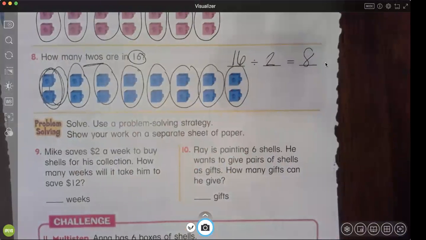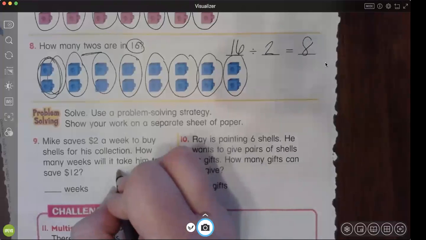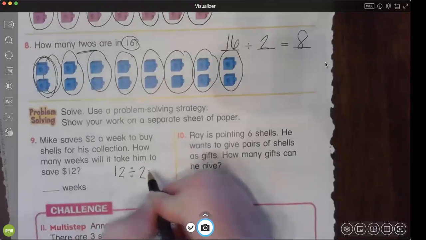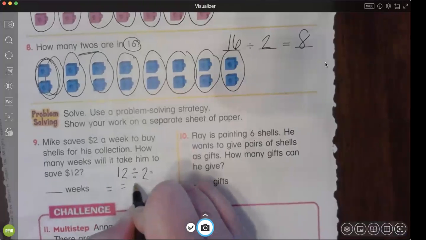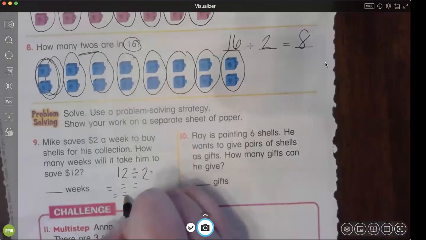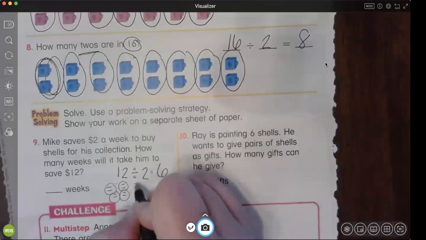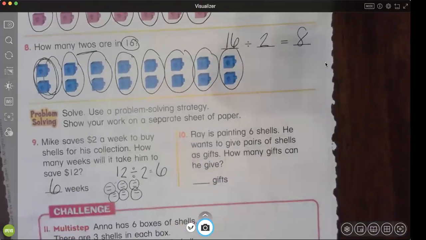Okay? Now, we're going to try numbers 9 and 10. Mike saves $2 a week to buy shells for his collection. How many weeks will it take him to save $12? So we're going to start with our biggest number. We're going to divide by 2 because that's how much money he's saving a week. We have 2, 4, 6, 8, 10, 12. So we have 6 groups here. So 12 divided by 2 is 6. So in 6 weeks, he'll have that $12.